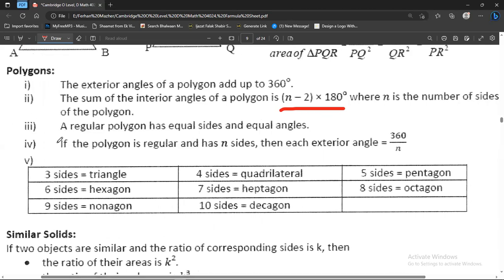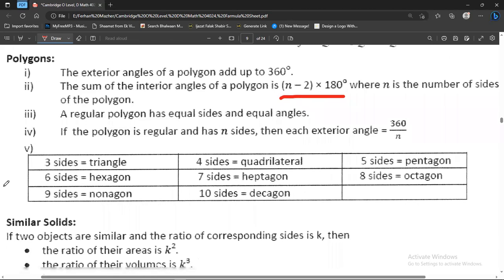A regular polygon, when we use this word regular polygon, that means all the sides are the same and all the angles are also the same. A regular polygon has equal sides and equal angles. If the polygon is regular and has n sides, then each exterior angle, this is only for regular polygons, each external angle will be 360 divided by n.